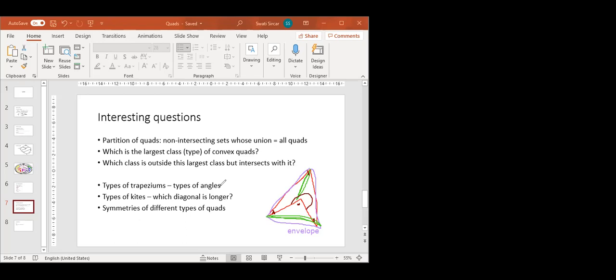The answer to the next two questions, the largest class and the one that is outside the largest class but intersects with it, are homework questions if you want.